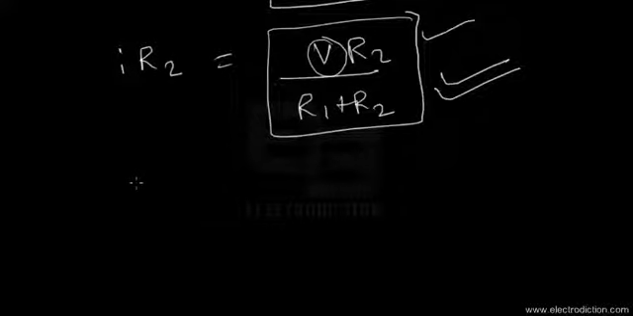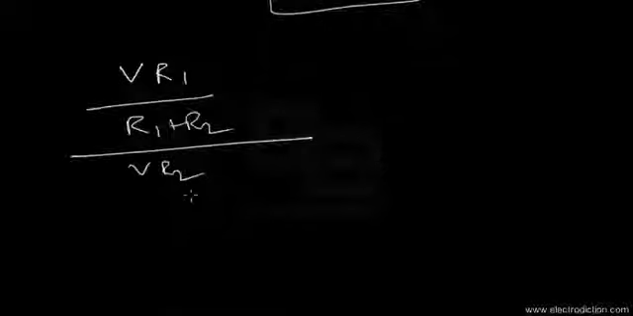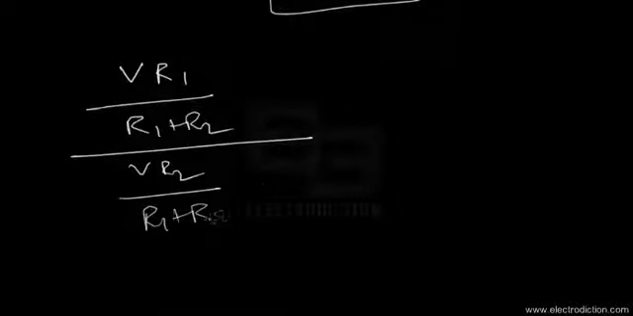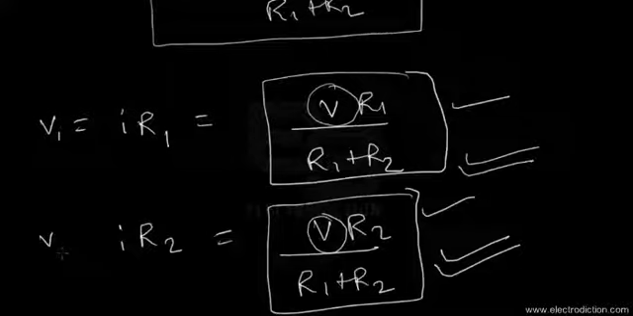Then we're getting V R1 by R1 plus R2, and V R2 by R1 plus R2. If we take the ratios and simplify, these terms will cancel each other out, and we get R1 by R2. Over here, the potential drop across R1 we call V1, and that across R2 would be V2.